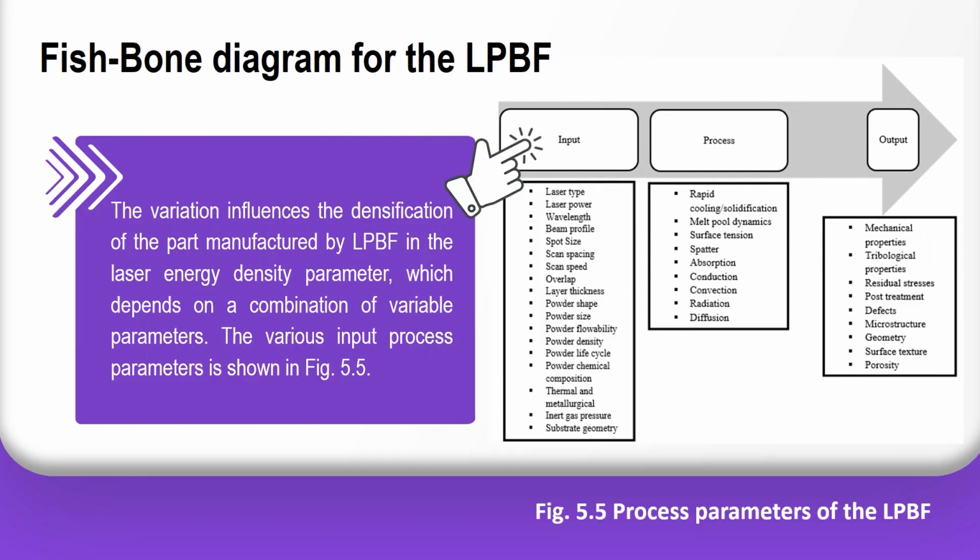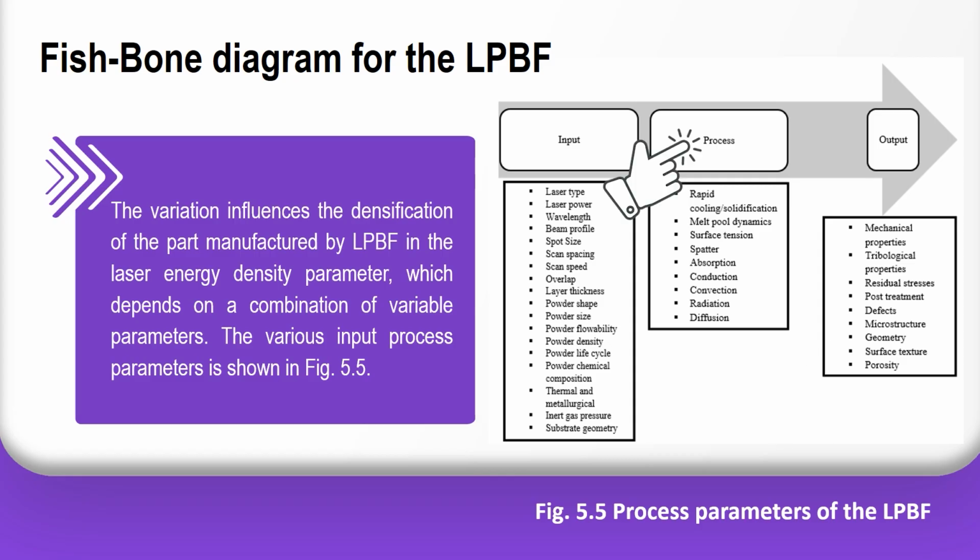So there are some specific inputs like laser type, laser power, wavelength, beam profile, spot size, scan spacing, scanning speed, overlapping, then layer thickness, powder shape, powder size, powder flowability, powder density, powder life cycle, powder chemical composition, thermal and metallurgical features, inert gas pressure, substrate geometry. These can actually control the final output, which is measured in the form of mechanical properties, tribological properties, residual stress, post treatment, different types of surface defects, microstructure, geometry, surface structure, and the porosity.